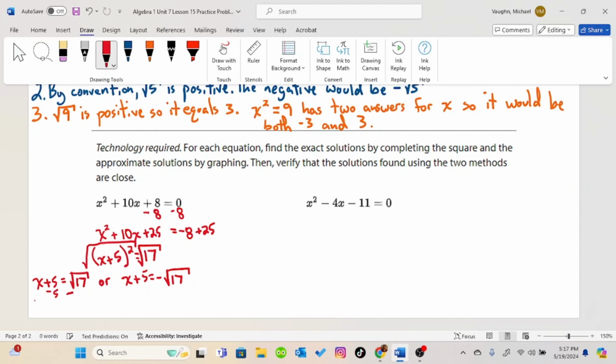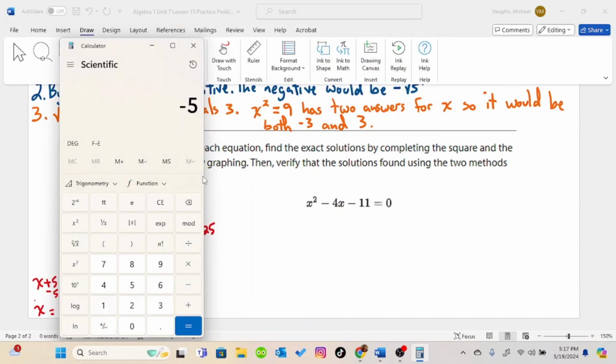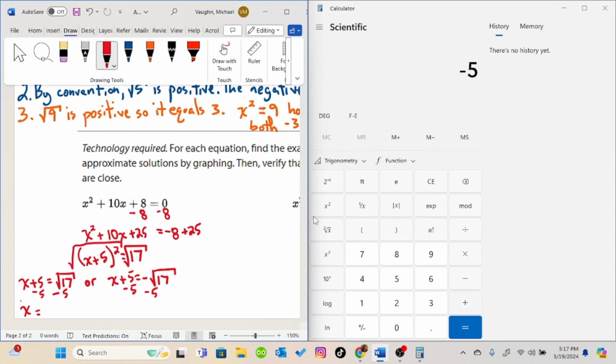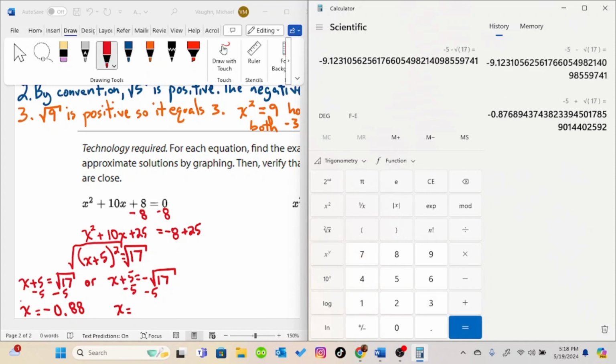We subtract 5 from both sides, and this tells us our answer is negative 5 plus the square root of 17, which equals negative 0.88, or x equals negative 5 minus the square root of 17, which equals negative 9.12.